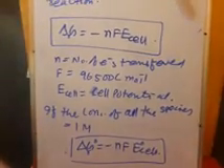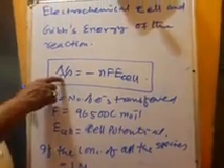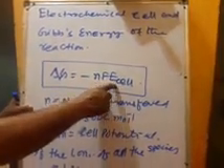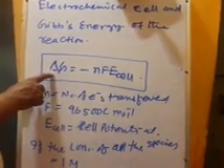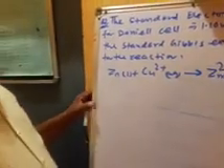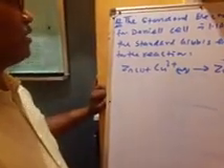Again, for a reaction to be spontaneous, ΔG should be negative, and I told you that E cell also should be positive. If E cell is positive, then automatically ΔG will be negative. So when ΔG is negative, the cell reaction will be spontaneous. Let us work out a question based on that equation.